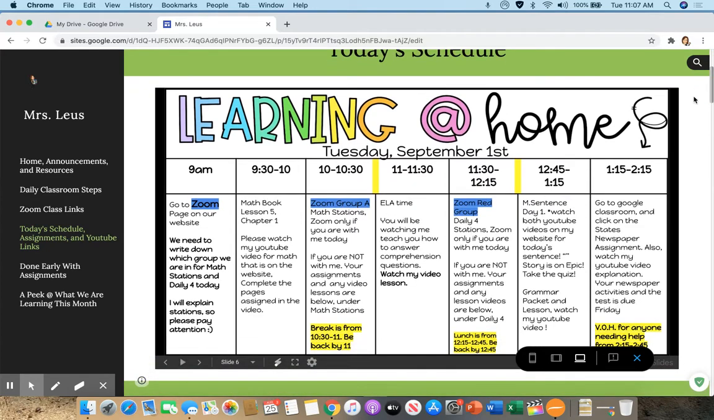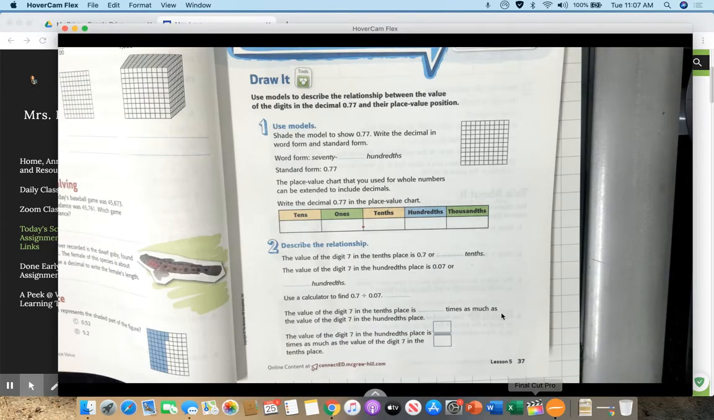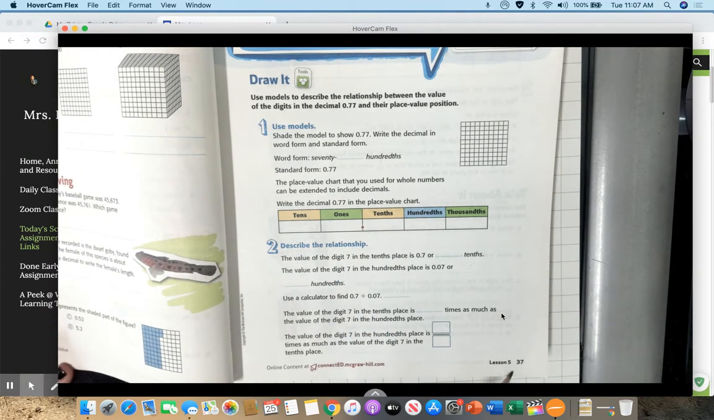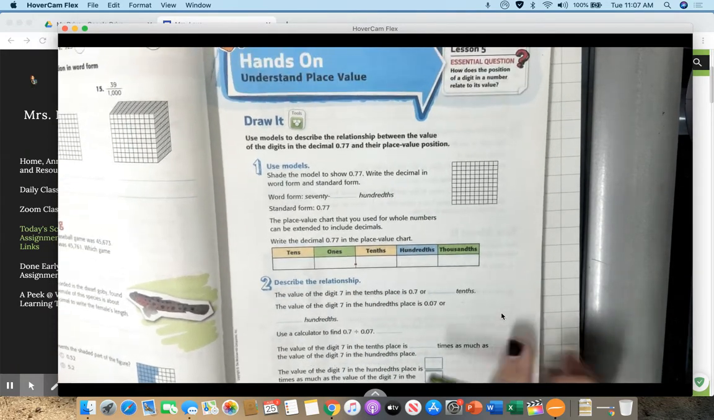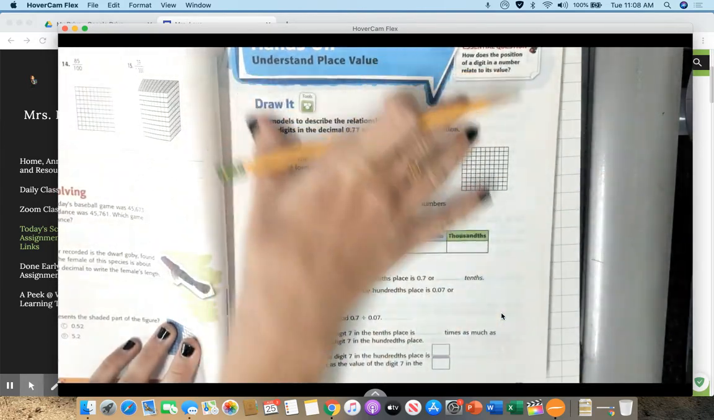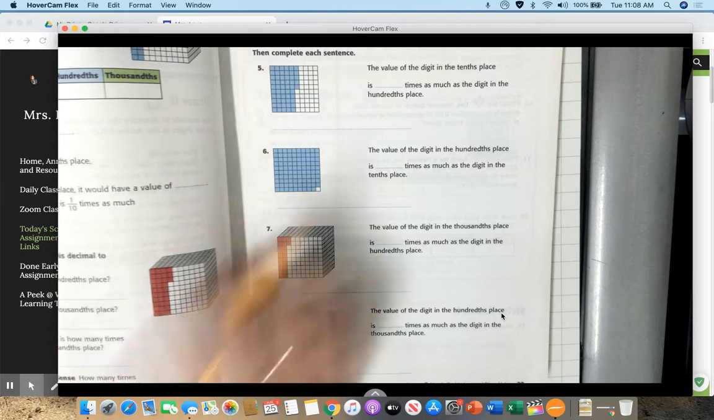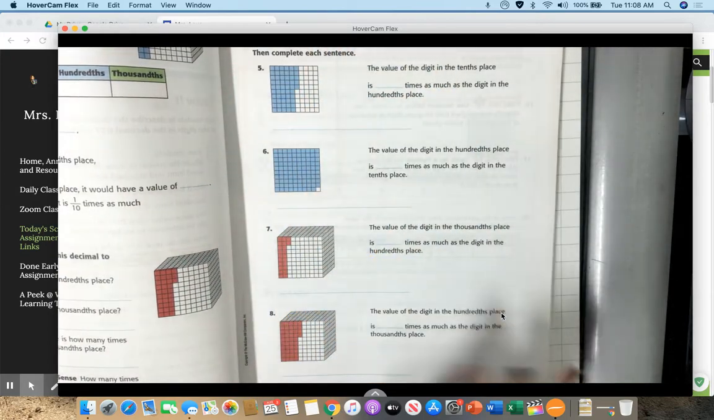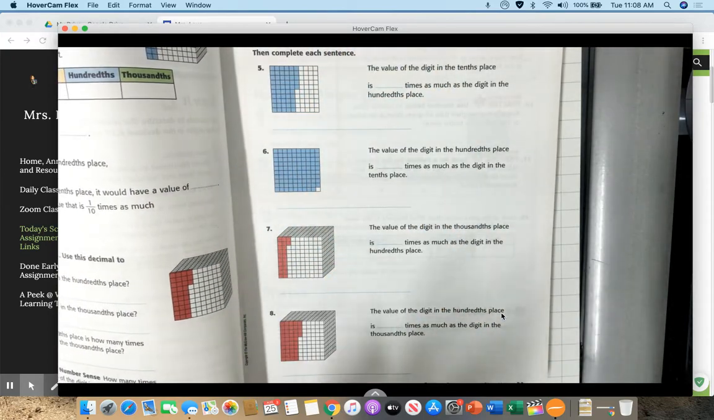Otherwise, right now, we are going to do our lesson 5 math book lesson. Here we go. So get your math book out, have a pencil ready to go. All right, you guys. So we are on page 37, which is our lesson 5, chapter 1. So I'm going to go through this with you, and then I'll do a couple with you as well, give you a couple to do on your own, and that'll be it.